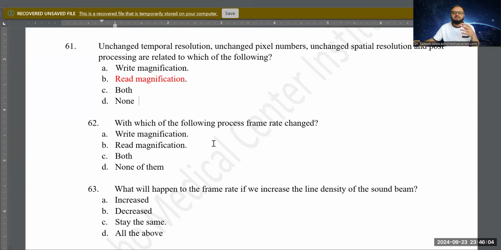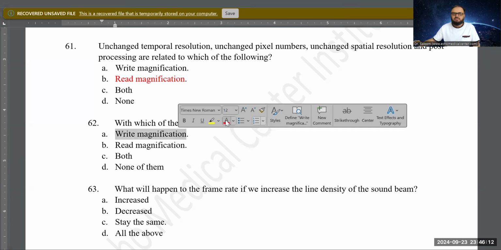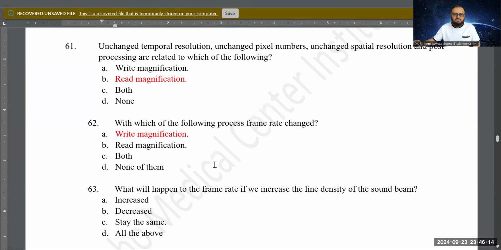Okay. Next, with which of the following processes does the frame rate change? We're not saying the frame rate increases or decreases, but changes. What do you think? Exactly correct. With write magnification, because it has to be in real time.